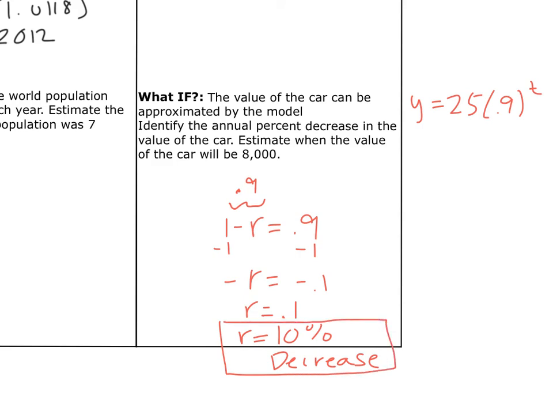Now, it wants you to then go ahead and say when will the value of the car be 8,000? And I will leave that to you. I want you guys to try to figure it out. Now, of course, you're going to be plugging this in over here, but just make sure instead of putting T, what do you put? That's right, you put X.